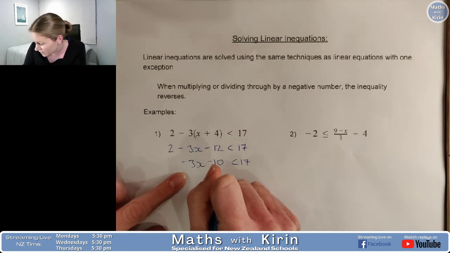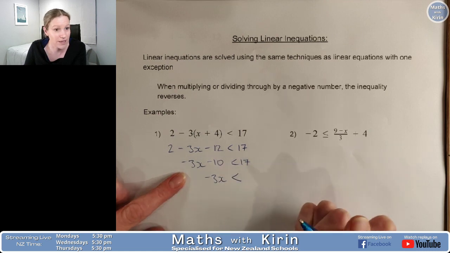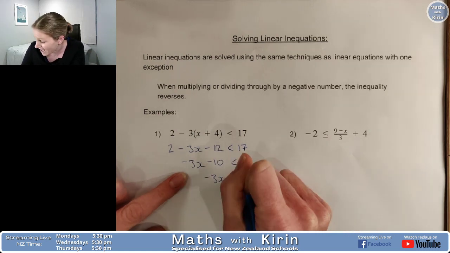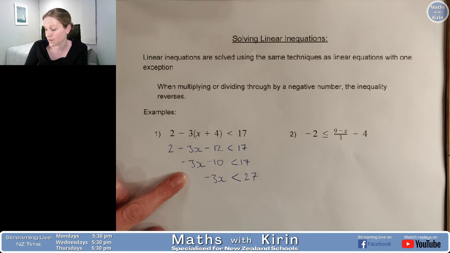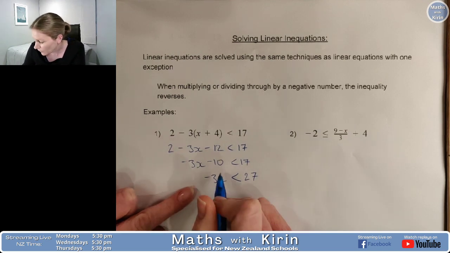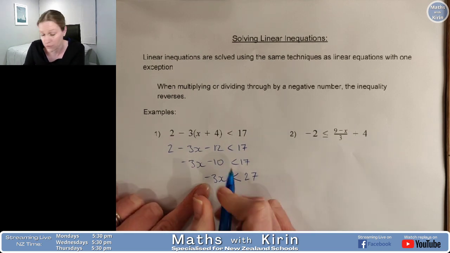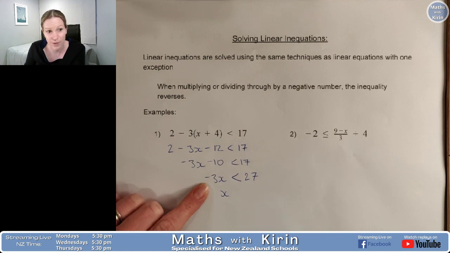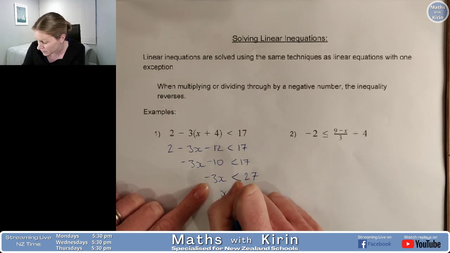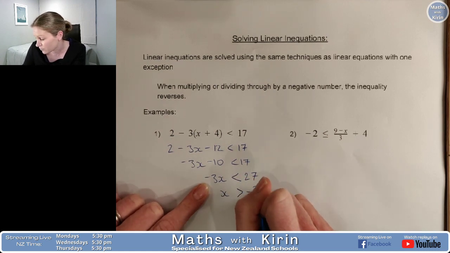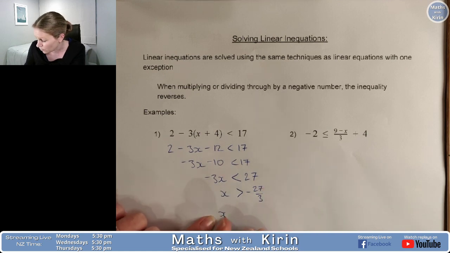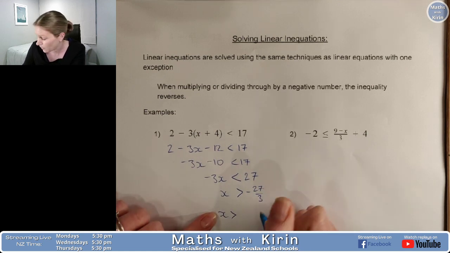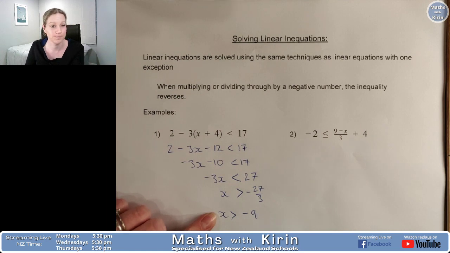So we still have our negative 3x. Inequality is still pointing to the left, so we are adding 10. So that gives us 27. And now we're going to divide through by negative 3. So because we're dividing by negative 3, we need to flip the inequality. We get negative 27 over 3, which we can simplify to negative 9.